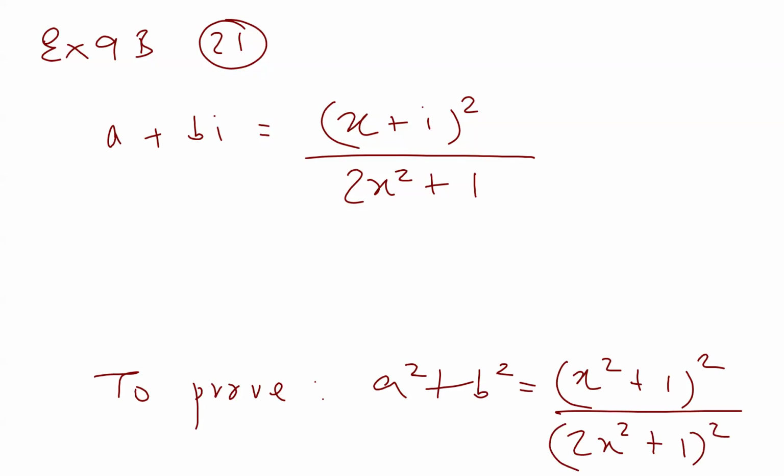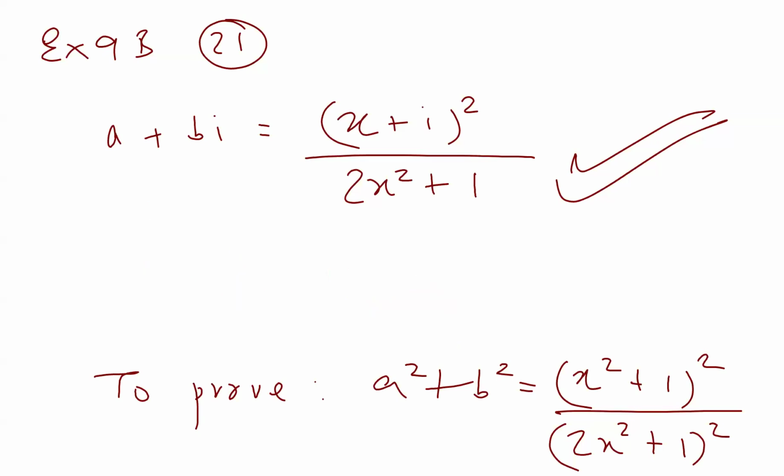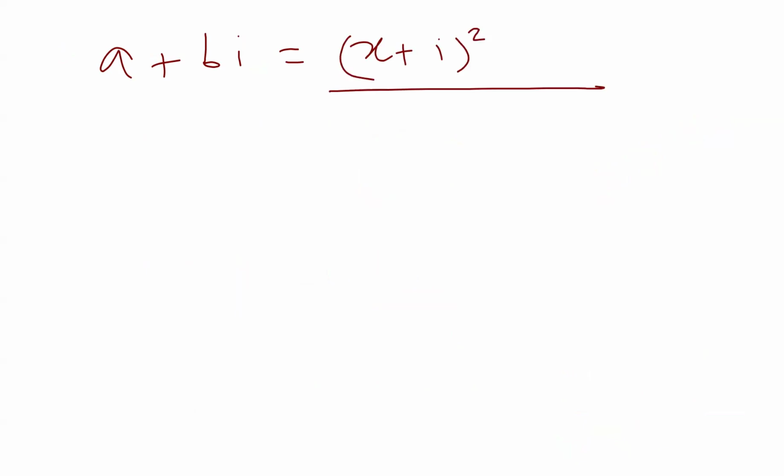Okay. Now see, if you take the modulus of this, it is going to be a square plus b square. So my intention is to take modulus on both the sides. Okay. We'll take modulus on both the sides and solve. Now for that reason, first I will try to simplify the right hand side over here. This part I will try and simplify. So a plus bi equal to (x plus i) the whole square upon 2x square plus 1. Okay.